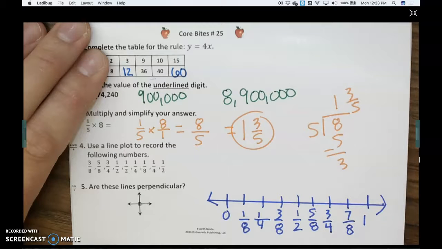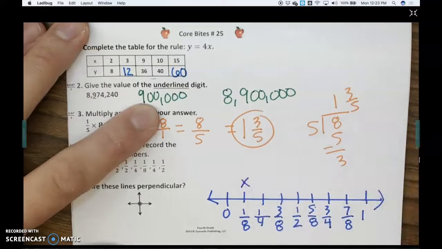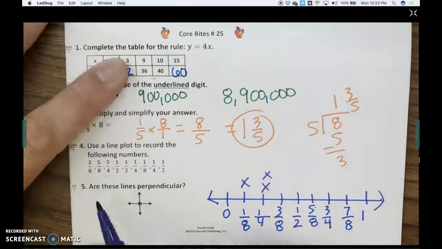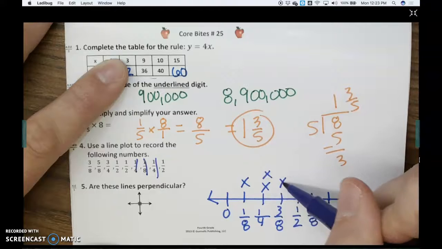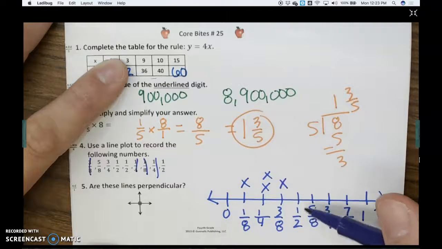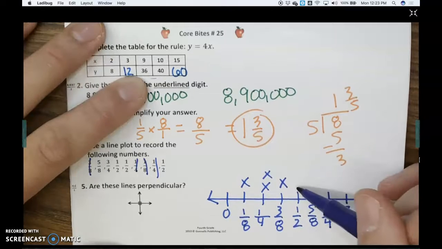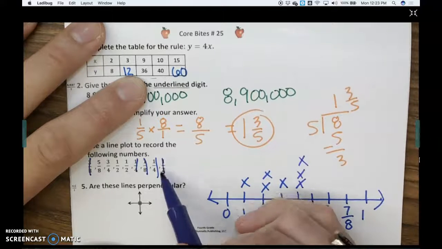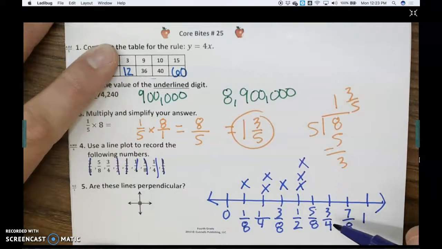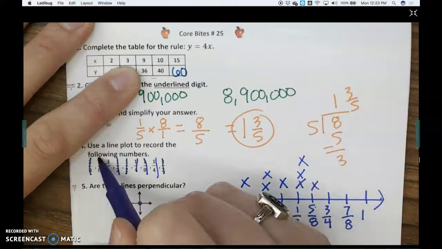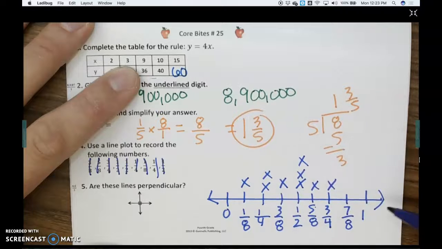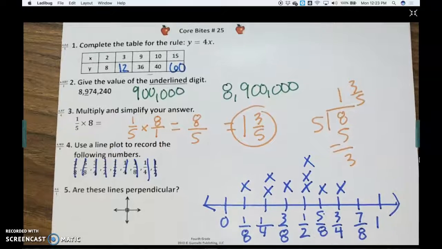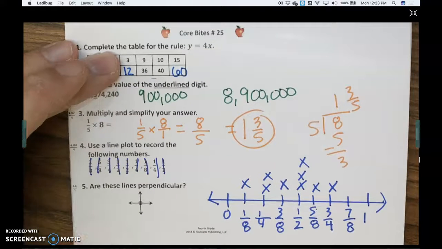So we have nothing for 0. We have 1 for 1/8. We have 2 for 2/4. So see, there's our 1/8. There's our 2/4. For 3/8, we have 1 because it is right there. For 1/2, we actually have 3. That seems to be our largest number. For 5/8, you have 1. For 3/4, you have 1. Sorry. For 7/8, you have 0, and then for 1, you have 0. So that's how your little line plot would look for that one.